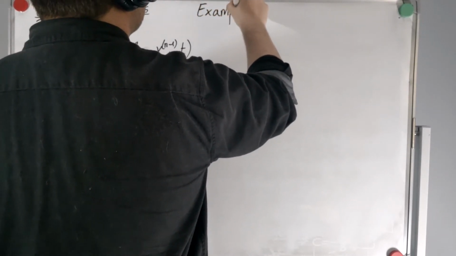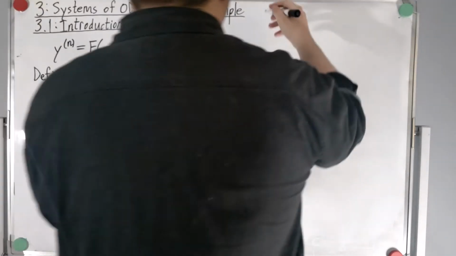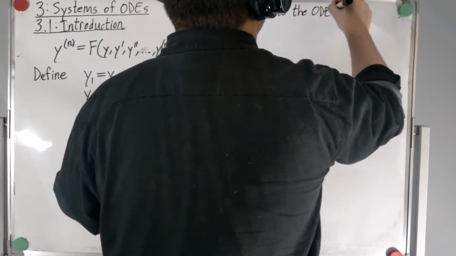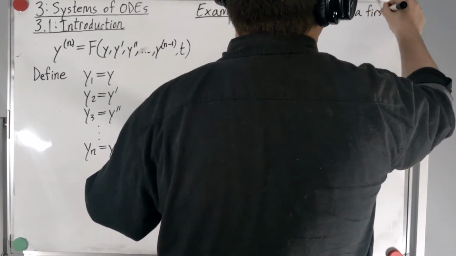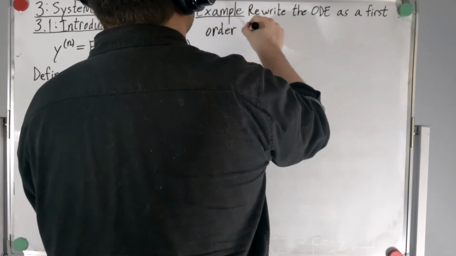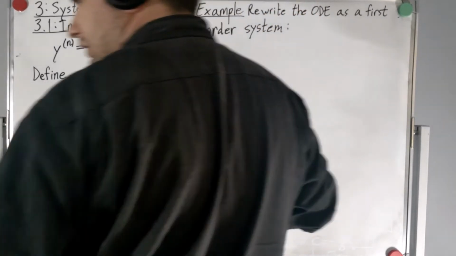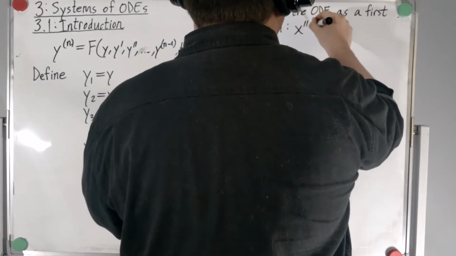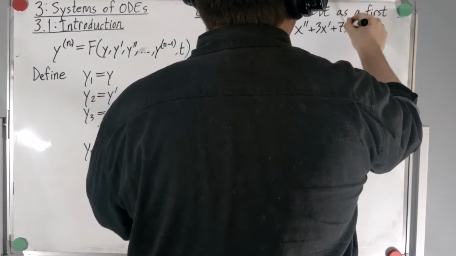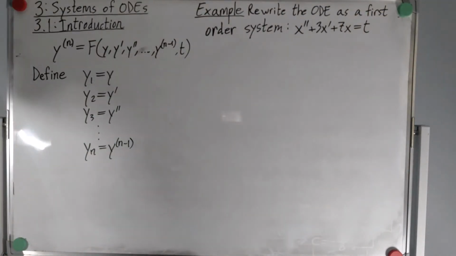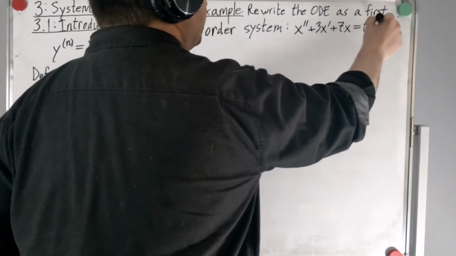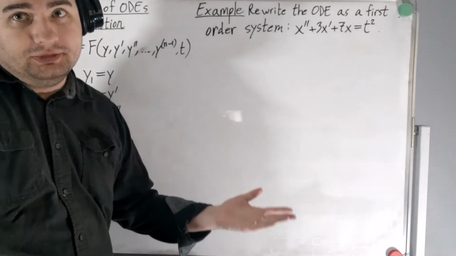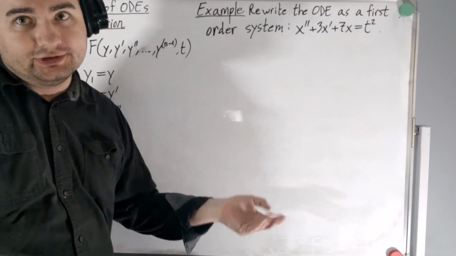Example. Rewrite the ODE as a first order system. And the one we're dealing with is x prime prime plus 3x prime plus 7x equals t squared. A linear, non-homogeneous ODE with constant coefficients. That means the system will be linear and have constant coefficients, but not be homogeneous.